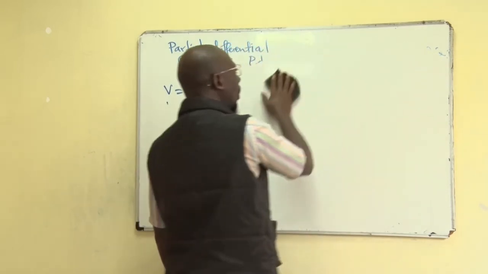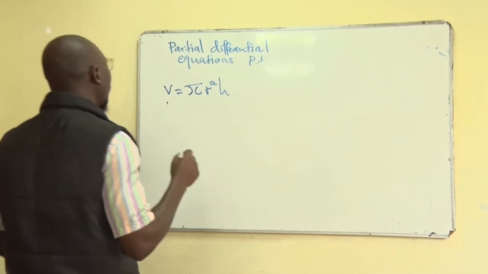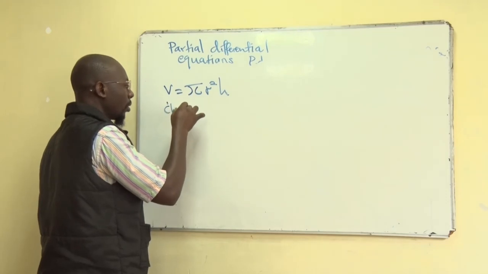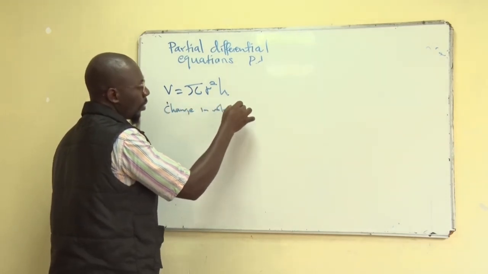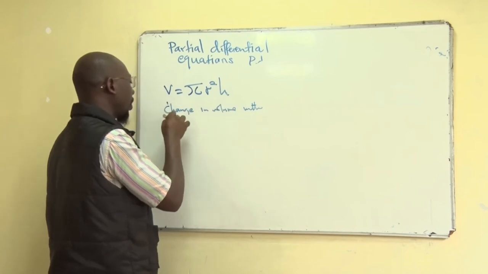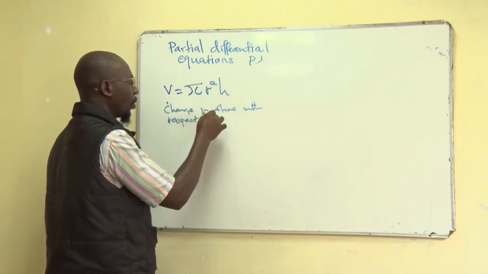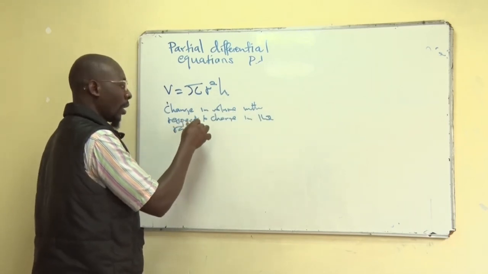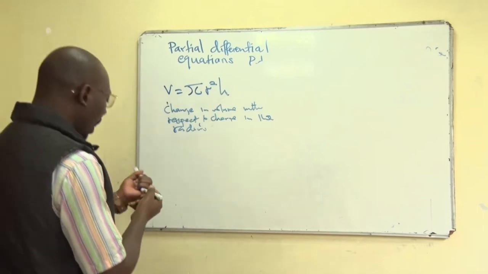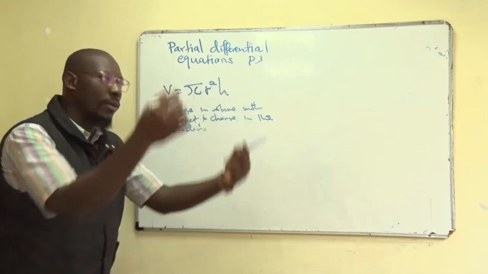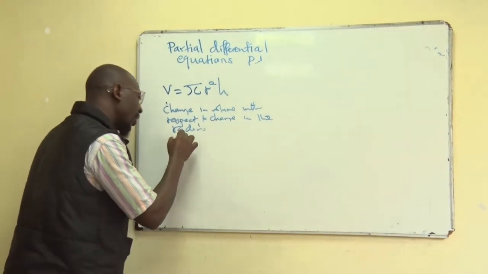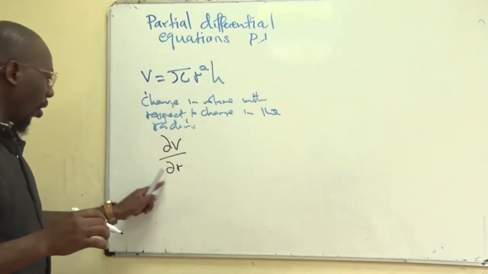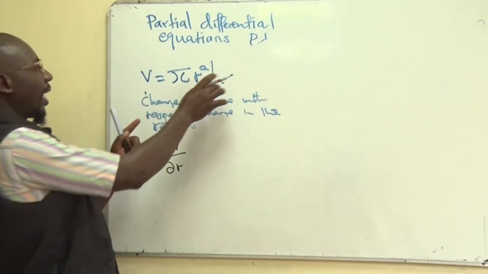For example, if you have the change in volume with respect to change in the radius, this shall be written as del of V over del of r. Since h is also a variable, but we treat it as a constant.